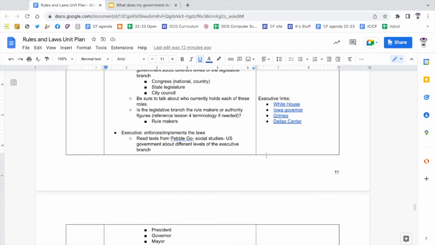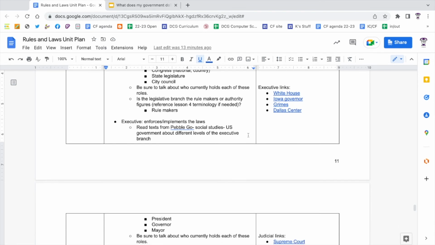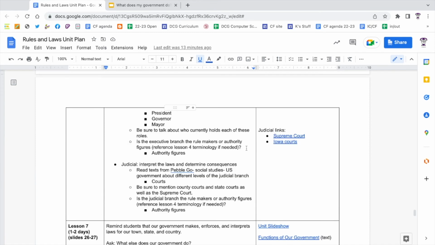When you talk about the executive branch, you're going to talk that they are the ones who enforce or implement the laws. There are links to the side to be able to see who's in charge of the various levels of government in the executive branch. There's also some more information in PebbleGo's social studies section, and it's helpful to remind students that the executive branch are not necessarily the rule makers like the legislative branch, but they're more the authority figures.